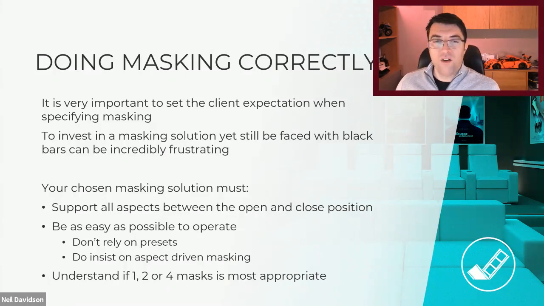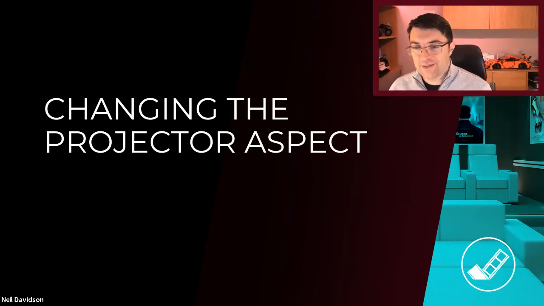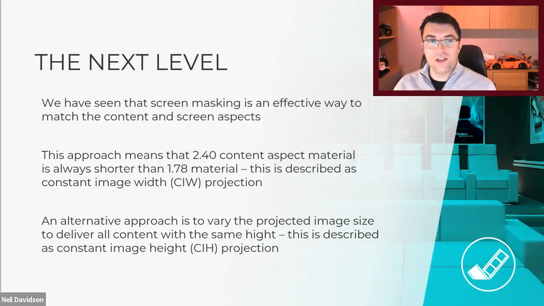So now we've covered masking. The next thing that we want to look at is changing the projector aspect. So this is the next level in the system. We've seen that screen masking is really an effective way to match the content and the screen aspects. It works well in almost all systems and is relatively straightforward.